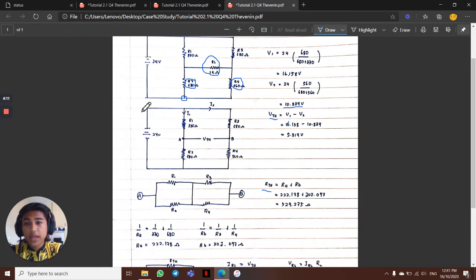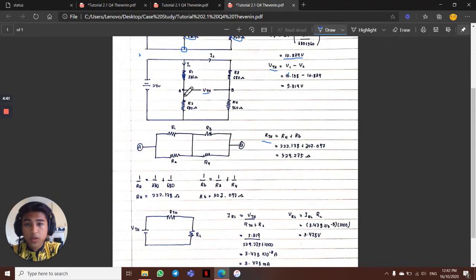As you can see, at the second circuit, we already eliminate the resistor at the VTH because we're using the Thevenin theorem. At the left side of the VTH is terminal A, and the right side is terminal B. So VTH is considered as eliminated from the circuit. So we're going to draw the current flow from terminal A to terminal B. And now we have to find RTH.